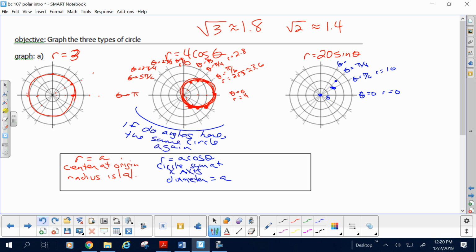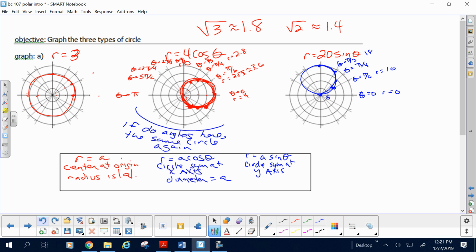What about at pi over 3? 20 root 3 over 2, yeah? So 10 root 3. 10 root 3 is 18, which is just shy of 4 rings. And then what about at pi over 2? 20. So this is a circle, and you can continue, but you'll see that that's a circle at the y-axis. R equals A sine theta is a circle with symmetry at the y-axis.